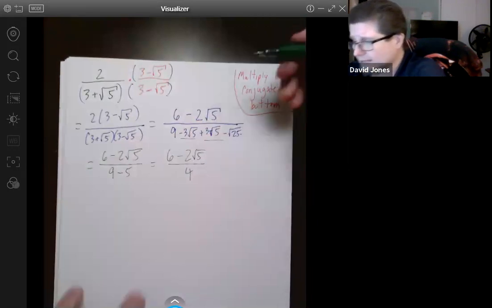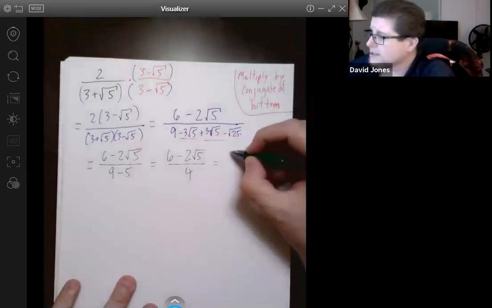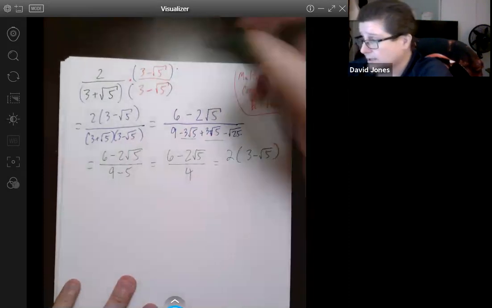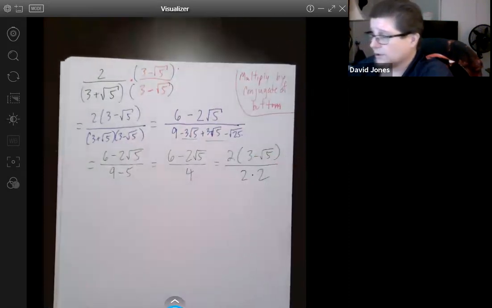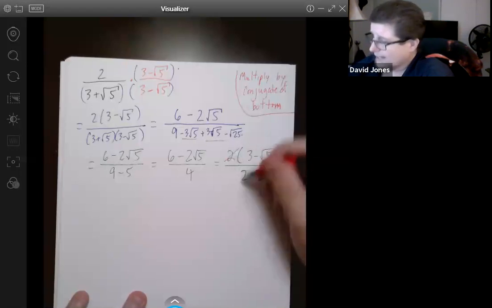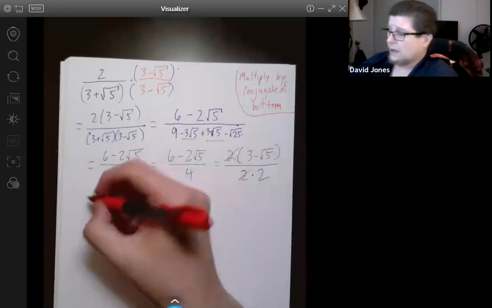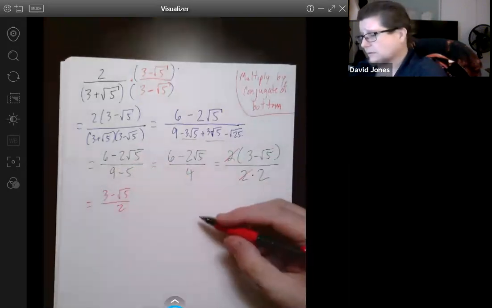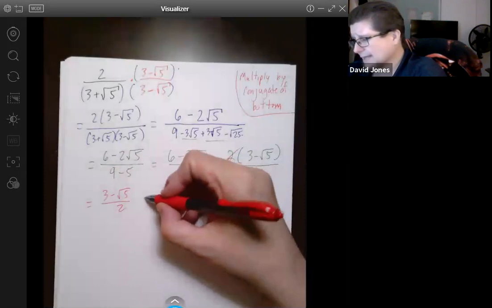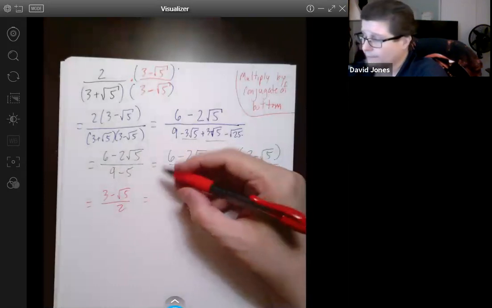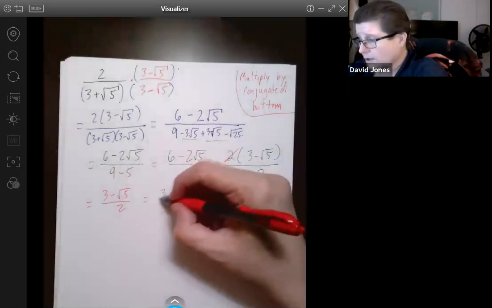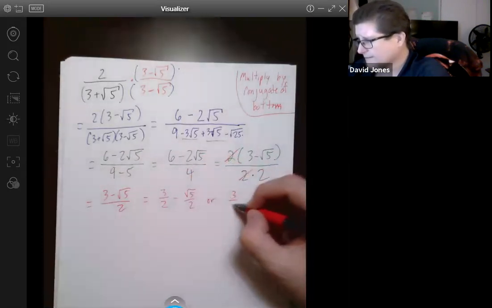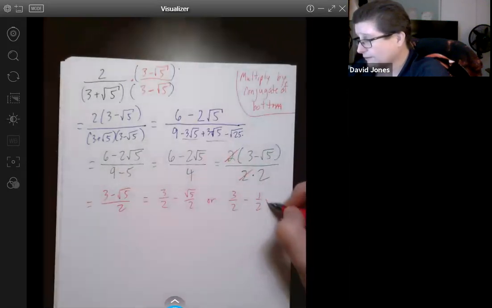That actually simplifies some, doesn't it? This is 2 times (3 minus root 5), what I started with, over 2 times 2. And if I cancel that, I get (3 minus root 5) over 2. And MATLAB probably wants you to break this up: 3 halves minus root 5 over 2, or 3 halves minus 1/2 root 5.